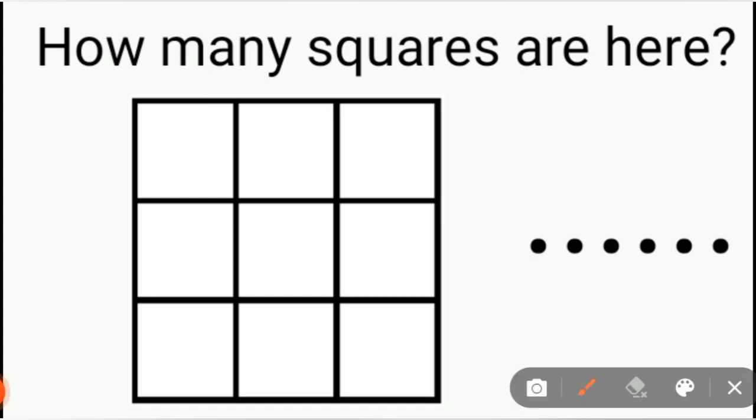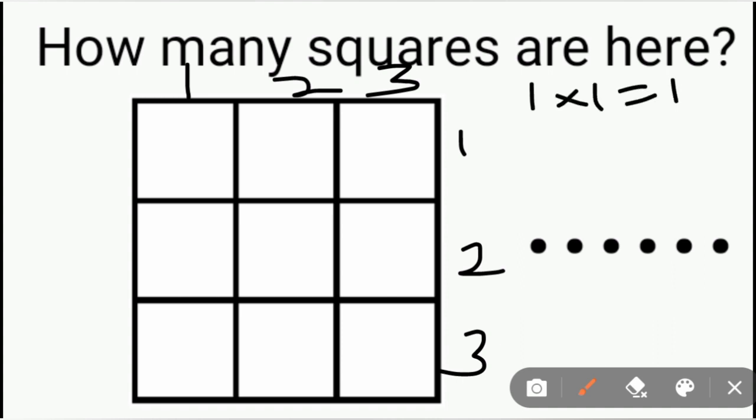Look here. Now we are going to count the side part of squares. 1, 2, 3. Here also 1, 2, 3. There are the same number of squares on both sides. So we can use the trick. First we have to multiply: 1 into 1 is equal to 1. 2 into 2 is equal to 4.